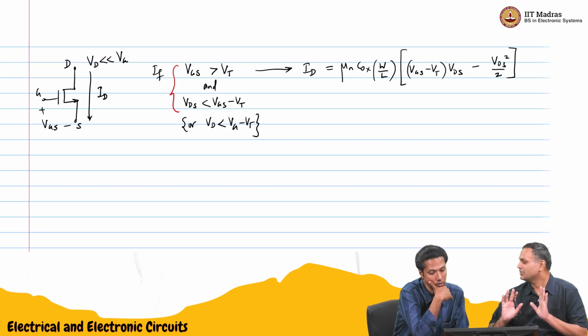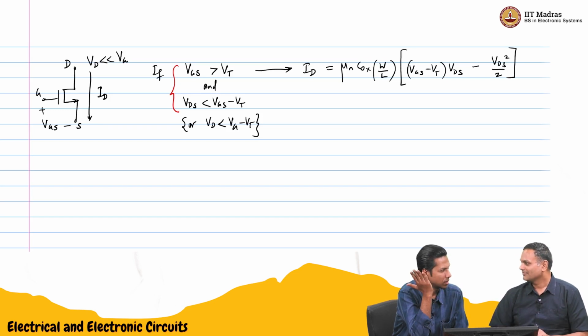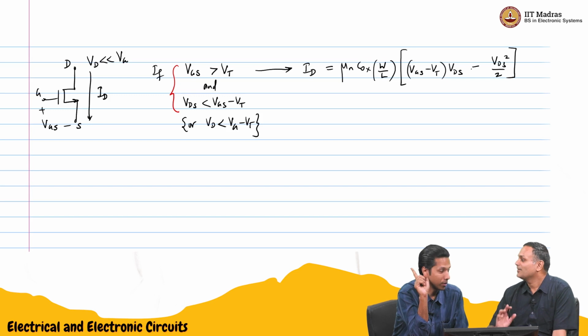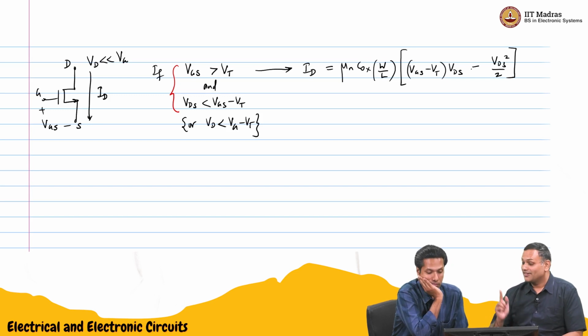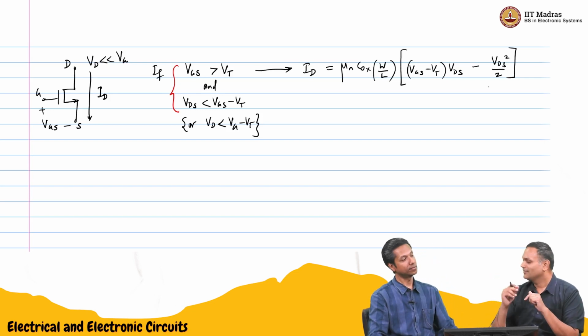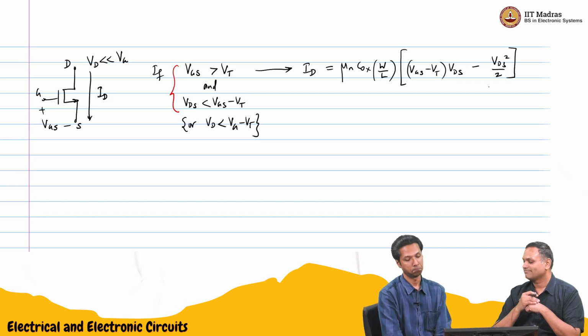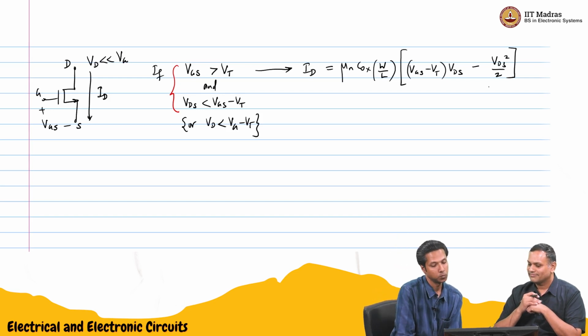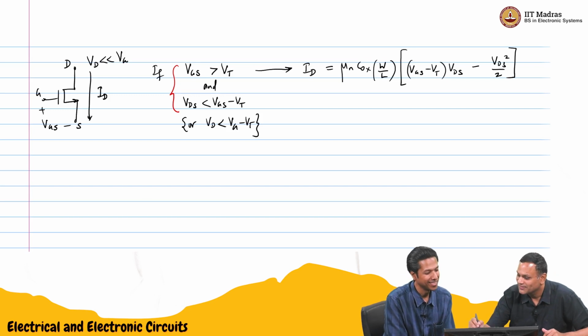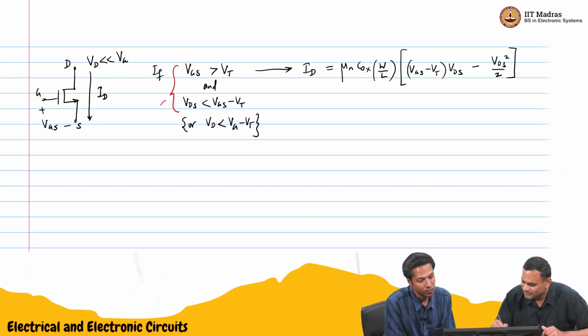So for a fixed VGS, if I change VDS, the current will change. It is almost like a resistor, a nonlinear resistor, because there is a VDS squared term also. But you can make it look very close to a resistor if you make VDS very small, because the square term will become much smaller. Then it will look like a good resistor. Because of that, this region is called the linear region.